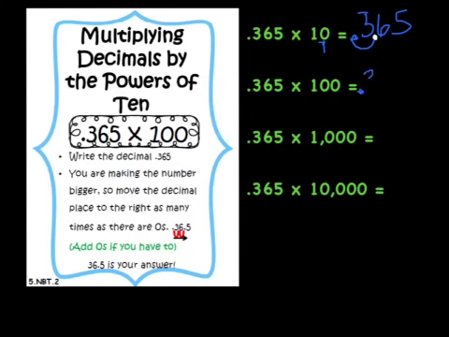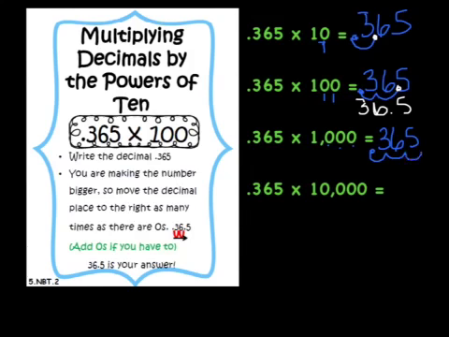Again, we will write our decimal 365 thousandths. We have 2 zeros, so times 100, we're going to move our decimal 2 places. 1, 2. So our new decimal will be here, 36 and 5/10. In the next problem, 365 thousandths times 1,000. We write 365 thousandths. And we have 3 zeros, so we're going to move 1, 2, 3 decimal places. Put your decimal.